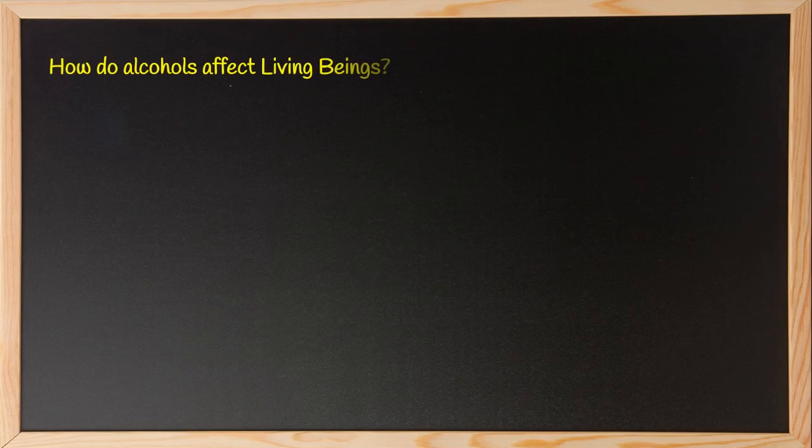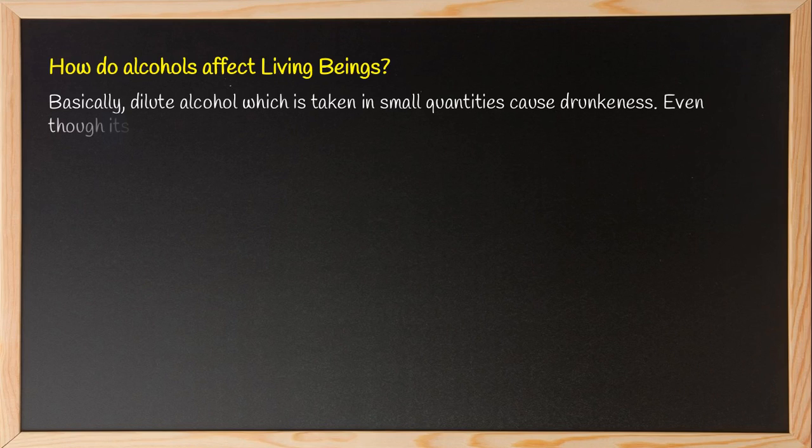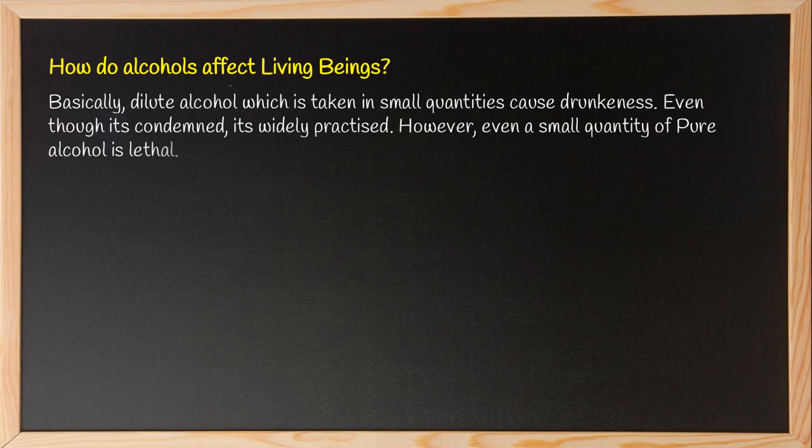How do alcohols affect living beings? We know alcohols have a drastic effect on the human body. Basically, dilute alcohol, even taken in small amounts, causes drunkenness. Even though it's condemned, it's widely practiced. However, even a small quantity of pure alcohol is lethal.